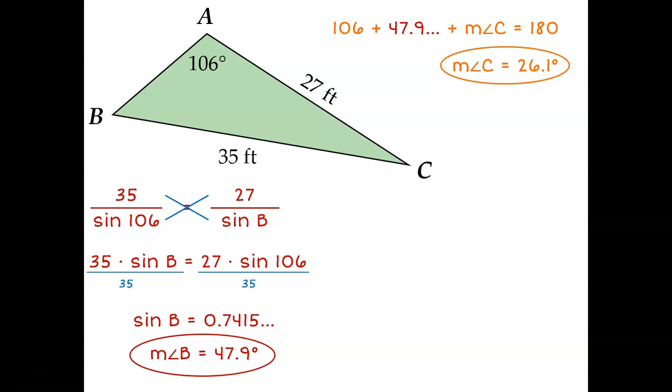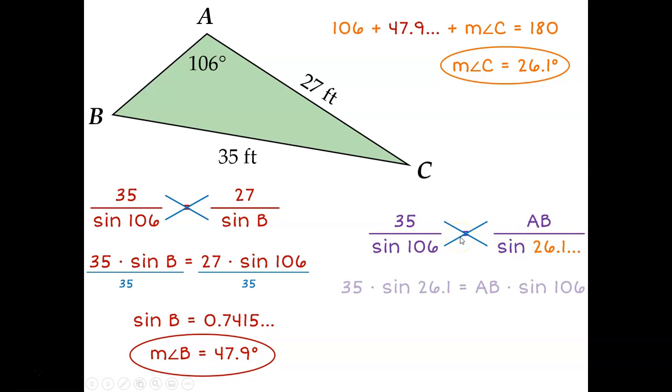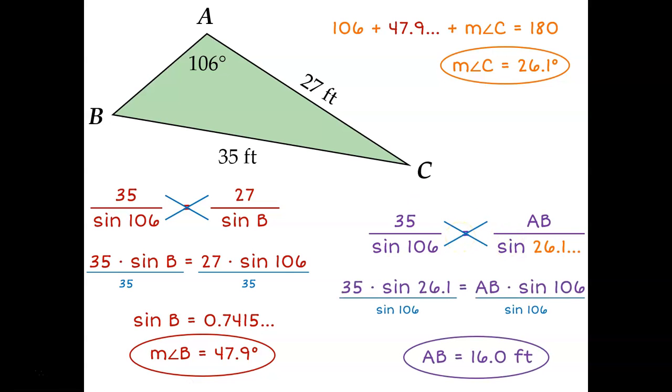So there must be only one triangle that satisfies these measurements, and it has angle measures of 47.9 degrees, 26.1 degrees, and 106 degrees. So I know all three of my angle measurements now, and I know two of my three side lengths, but I still have one side length left to solve for. So I'll start out with the same ratio as I did before, 35 over sine of 106, but this time I'll set it equal to the length of AB over the sine of 26.1. Again, keeping all of the decimal points with this number, don't just round to 26.1 for your work. Cross multiply and solve, and I find out that AB is about 16.0 feet long.